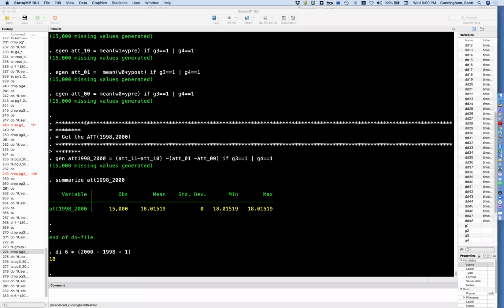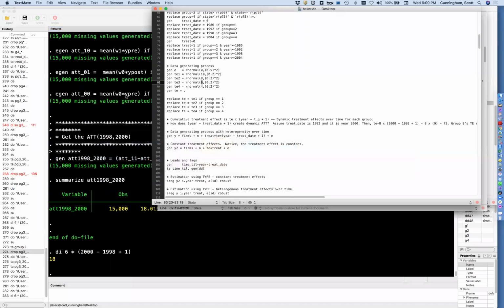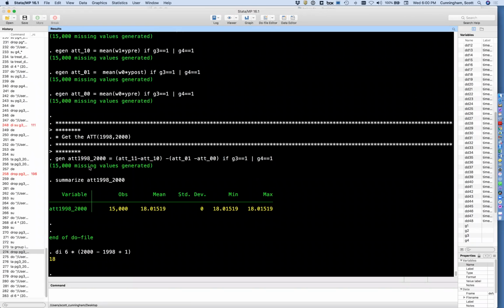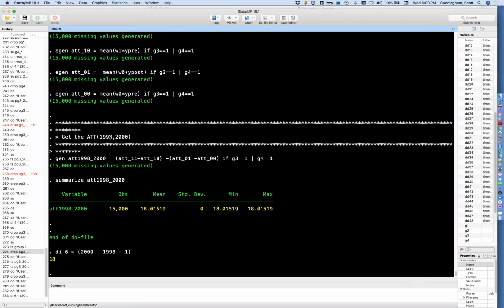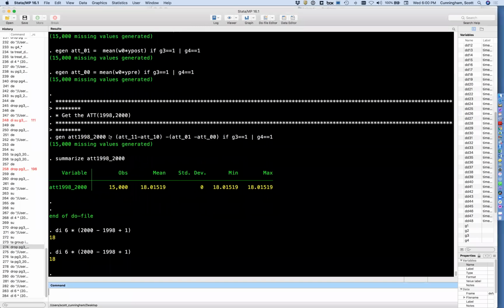So it took me a long time to get it right because I had calculated the group time average treatment on the treated incorrectly. So I kept getting the wrong answer. In fact, I was always getting the right answer. We were looking for the group time average treatment on the treated for the 1998 group, which means I've got to use this treatment effect here, 6. Doing it for 2000, that's going to be 6 times 2000 minus 98 plus 1. Should be an 18.